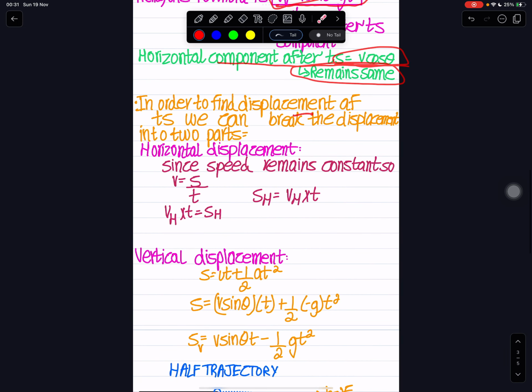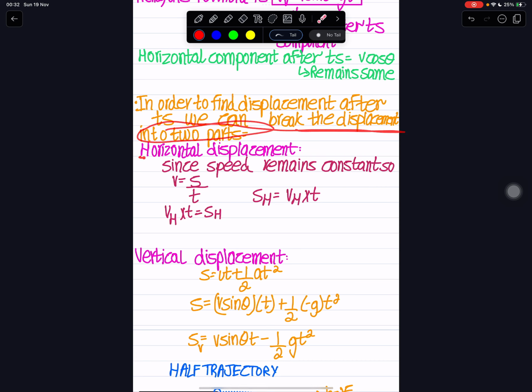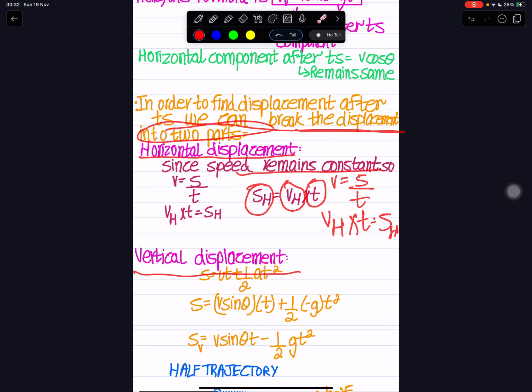And in order to find displacement after t seconds, let me write it again. After t seconds, we can break the displacement into two parts: horizontal displacement and vertical displacement. Since speed remains the same, we can apply velocity is displacement upon time. Velocity is the same, so vh into t is equal to sh. So horizontal displacement is equal to the horizontal component into time.